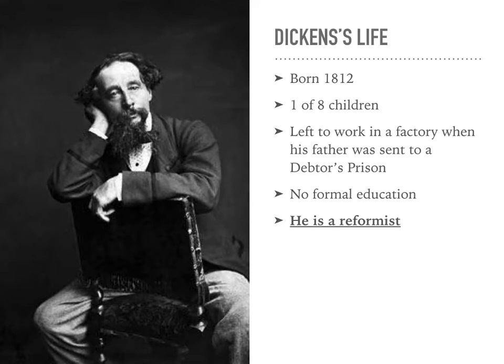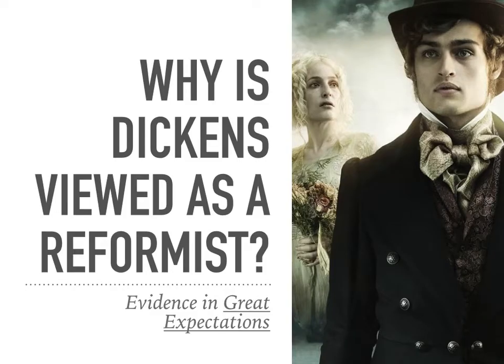So if we look at Dickens's life, we can see that he was born in 1812. He was one of 8 children and left to work in a factory when his father was sent to a debtor's prison. Now, this was a big event in Dickens's life. The debtor's prison and the shame that it brought his family led him to have no formal education, and it essentially sent him off into the world having to fend for himself. And a lot of times, many academics call him a reformist. This leads to the question of why he was viewed as a reformist.